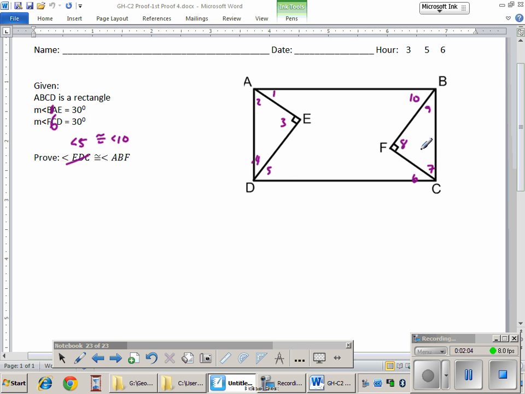I can work the other way. That's 30. That's 60 because that's 90. That's 30 and that's 60. Hence the measurements are the same. That's our proof, guys. Now we've got to actually make that happen.